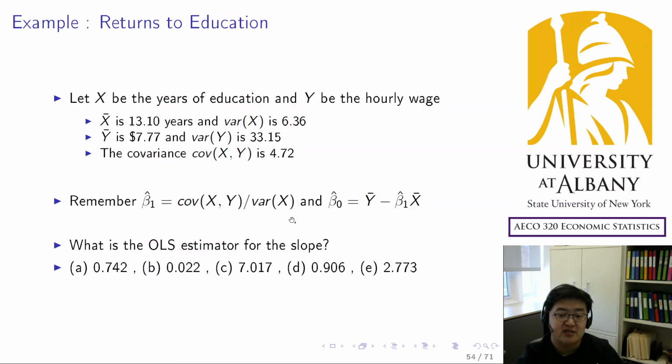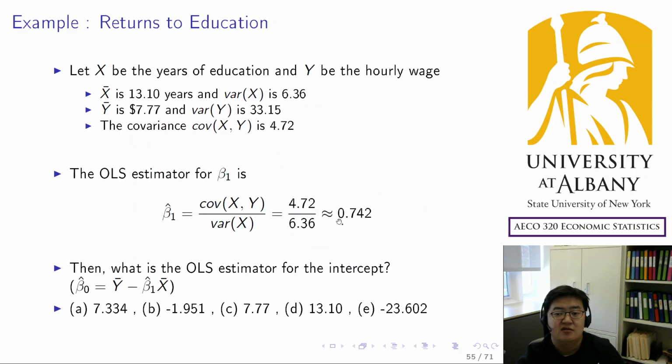Using these numbers, calculate the OLS estimator of the slope, the returns to education, beta 1. What is the estimator for beta 1? Remember this is the formula, so just choose the correct numbers. It's pretty simple. The covariance is 4.7 here, and the denominator is the variance of x, 6.36. And then you get 0.742 approximately, up to the rounding error, right?